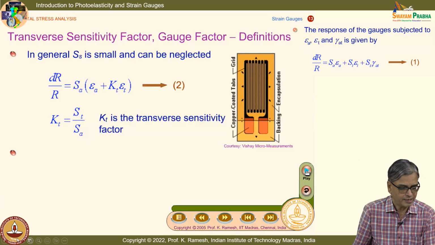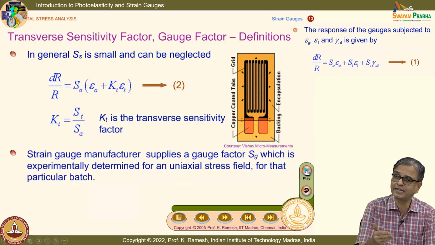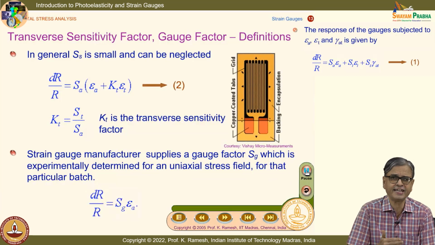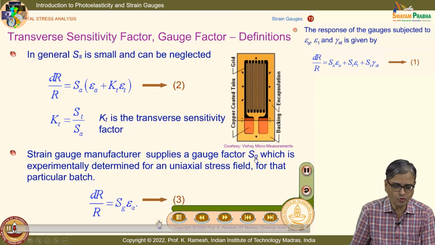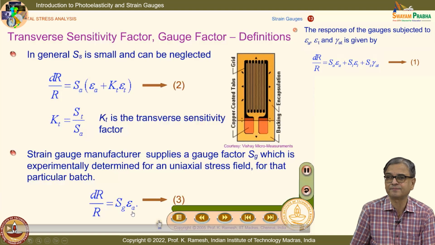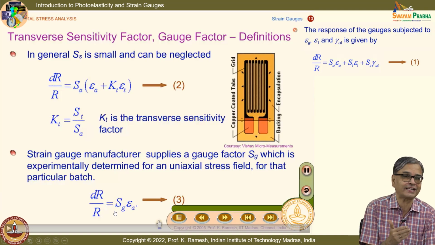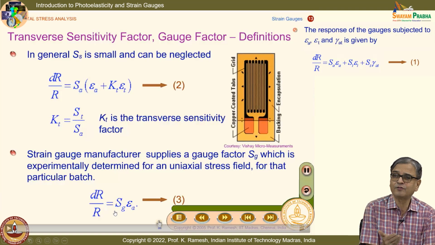And what does the manufacturer give you? The manufacturer makes strain gauges in a batch, selects a few of them, conducts a test, and gives you what is known as the gauge factor Sg, which is defined as dR by R equal to Sg multiplied by the axial strain. So, from your electrical measurement, you will be in a position to get dR by R. From the manufacturer-supplied value, you have the gauge factor Sg.